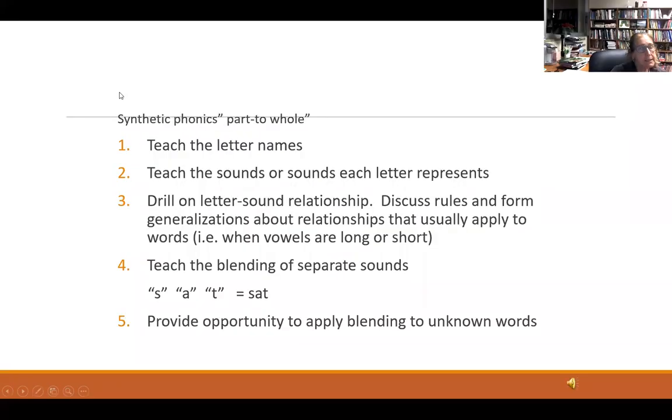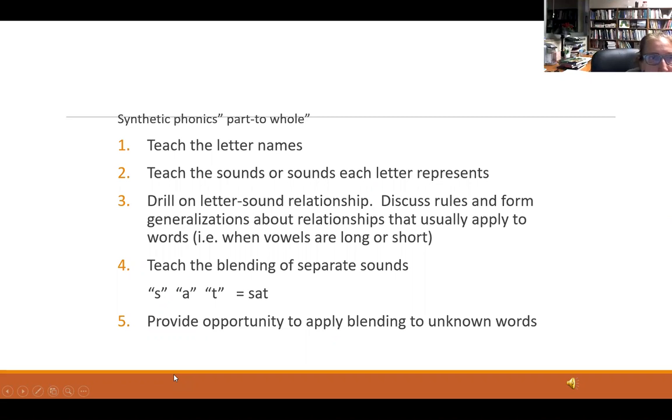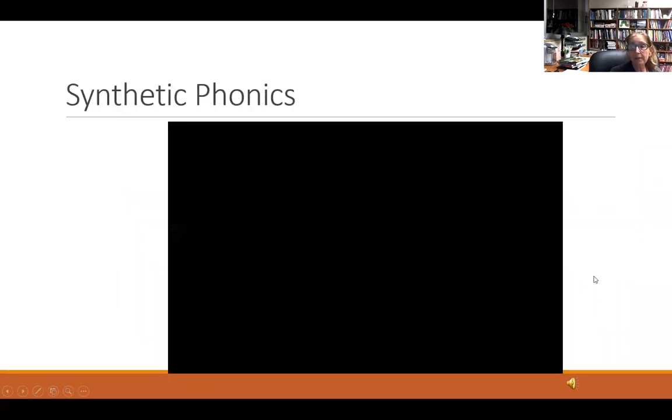All right, everybody can see the screen? Yes. Good. I'm assuming that this is still recording. Yeah. So this is how you would proceed to teach synthetic phonics. Very basic. Here's a video that you can watch on synthetic phonics.